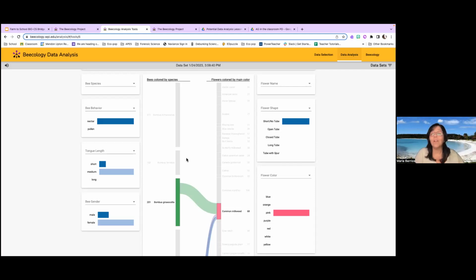Have them ask the questions, select, and then see the results right away. You can then hypothesize there's a selection for tongue length, for example, or the size of the flower. You can say, well, if I select all the trumpet or long flowers, the hypothesis is only long tongue bees are the ones that are going to be selected. So you can actually observe that within the database.